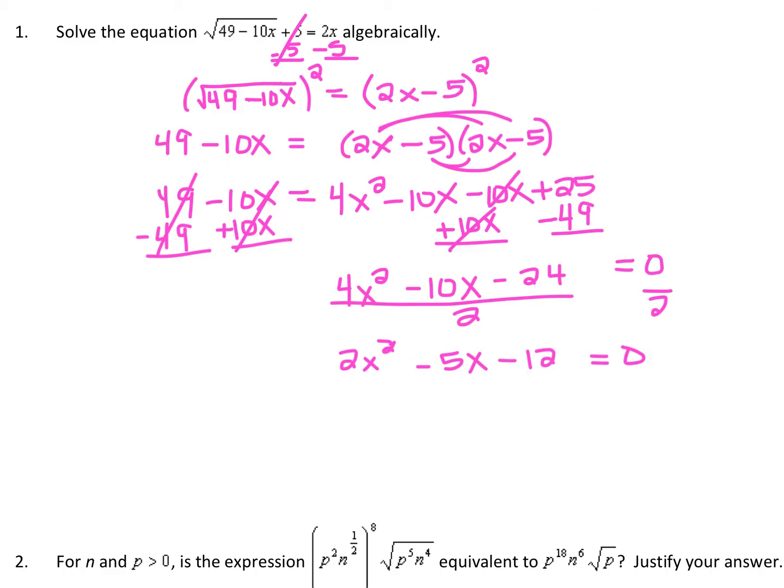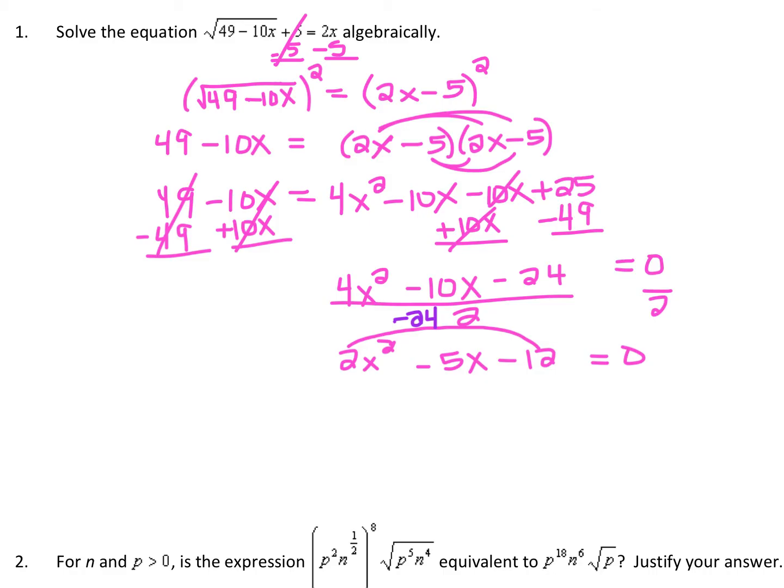All right, so now since the leading coefficient is something other than a 1, we know we're going to have to do the rainbow. So we're going to have to multiply together this first and last number, which gives us, let me do it in another color so it stands out, negative 24. Okay, there's my rainbow number.